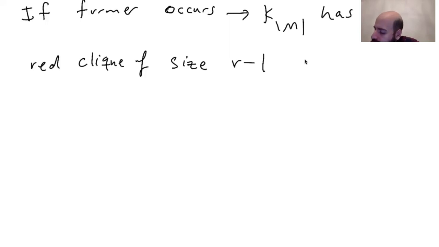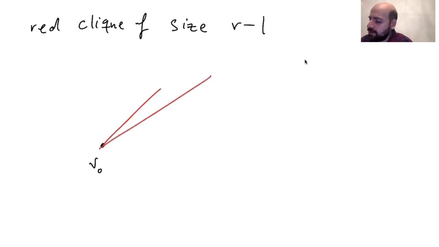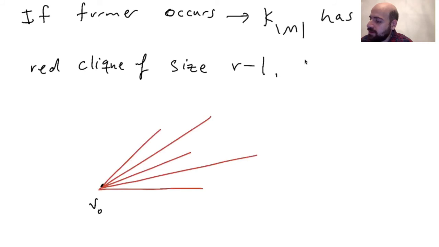Okay, so let me remind you about the situation that we had. So we have V naught here, so one fixed vertex, and then all elements of M are the vertices where the edges corresponding to them are red. So it could be something like this, you know. And say this is V. Okay, let me give this a name. We have a red clique of size R minus 1. Let me give it a name, say S equals VI1 to VIR minus 1.